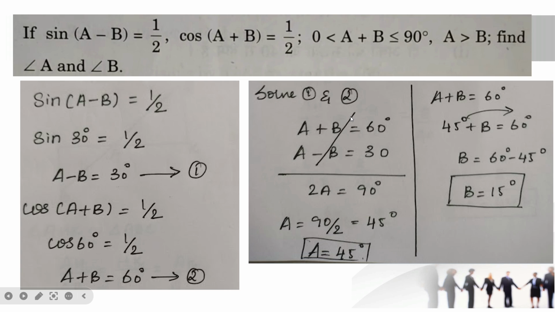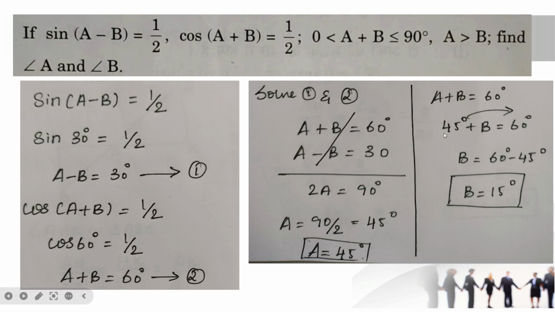When we try to add them, the positive B, negative B will go off. A plus A is 2A, 2A equal to 90. So A equal to what? 90 by 2, which is 45 degree. So the angle A is 45 degree. You can take any of these equations and substitute A to get the B. Instead of taking the second, I am taking the first because here only we are having positive B. So A plus B equal to 60 according to the equation.